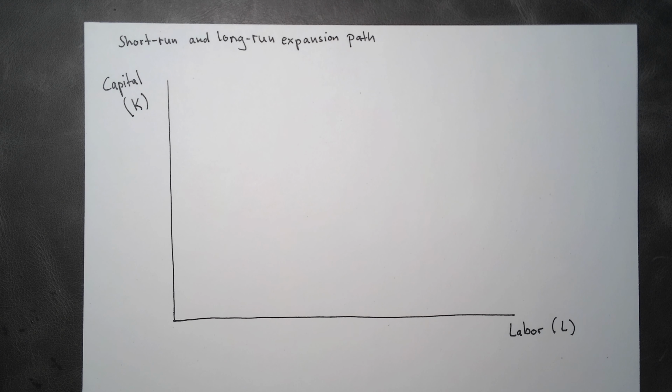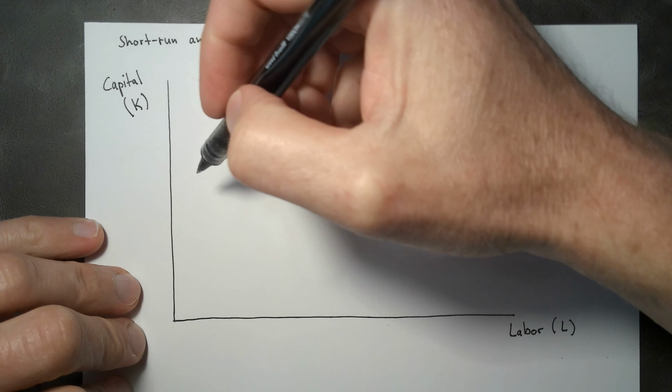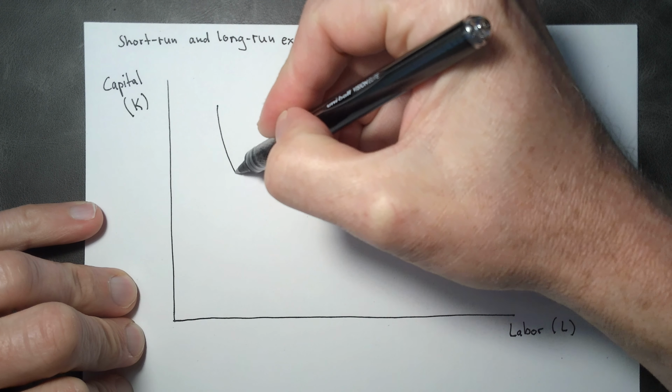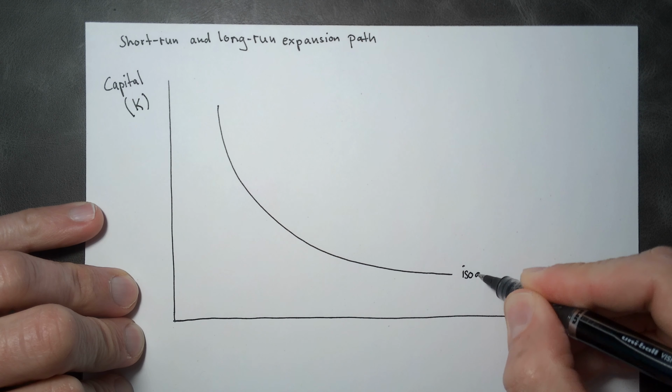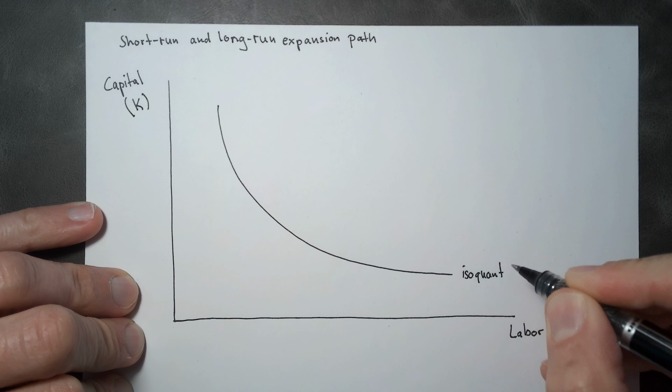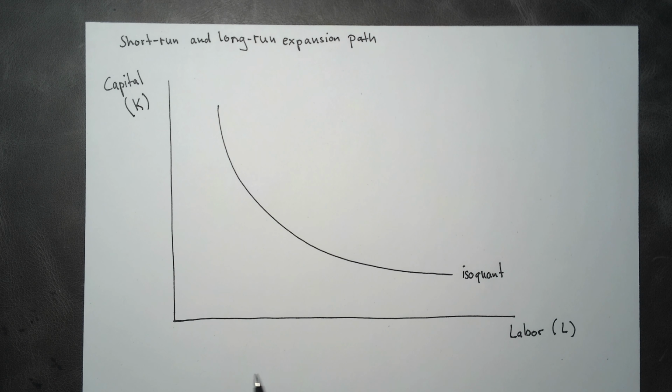In this video, we are going to talk about the short-run and long-run expansion path as it relates to producer theory. We have said before that we have an isoquant, which shows all the combinations of capital and labor that give you the same amount of output.